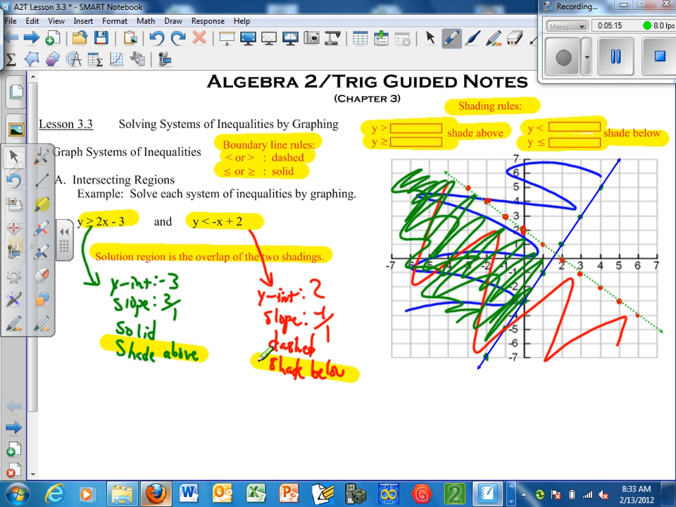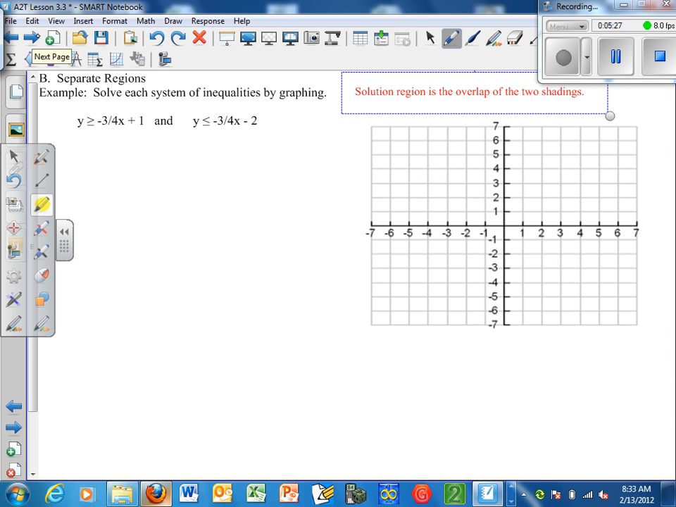And again, what does this mean? I'm not going to go through and show this. That means any point in that green area there, if I took the x and y values and plugged them in, they would work in both inequalities or make both inequalities true. Okay, solve these by graphing. Again, the solution region is the overlap of the two shadings.